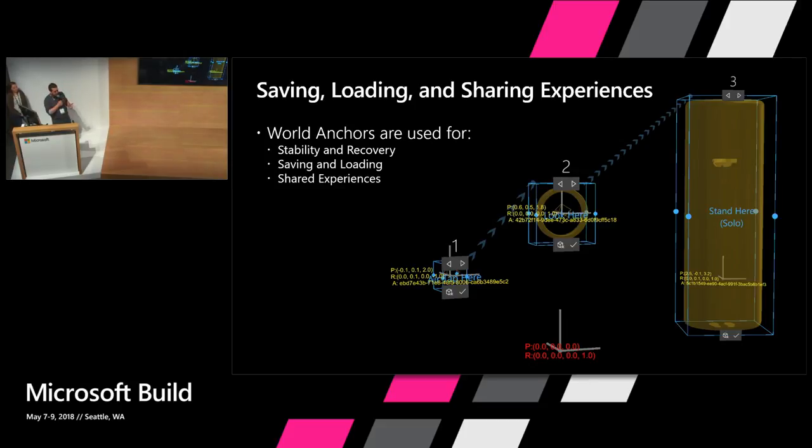Why do we use world anchors so much? They're very important for 3 main reasons here. One is that they're used for stability and recovery. If your device loses tracking for any reason, or if you walk all the way across the room and come back, any object with a world anchor attached to it is much more likely to stay where it's supposed to be. We also use them for saving and loading layouts.